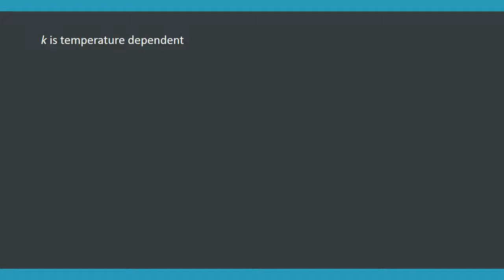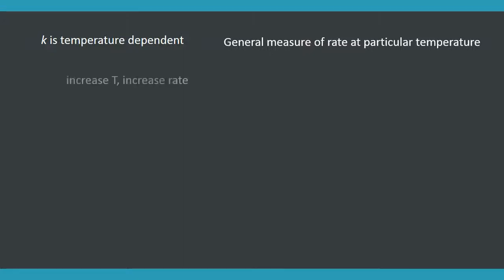So as we discussed in 16.1, k, which is the rate constant, is temperature dependent. And so therefore it is a general measure of rate at a particular temperature. And we've discussed this conceptually, and it makes sense, right? So if you increase the temperature within a reaction, within the system, that's going to increase the kinetic energy available for the reactants to collide. And so you're going to increase the frequency of the collisions and therefore increase the amount of products made, which therefore increases rate. So we know if we increase temperature, we increase rate.